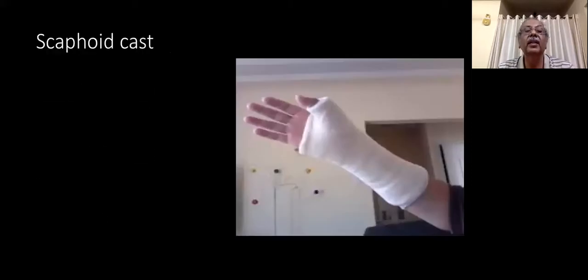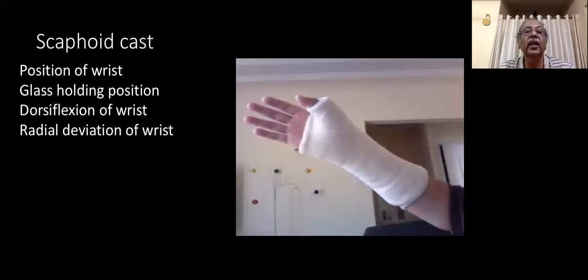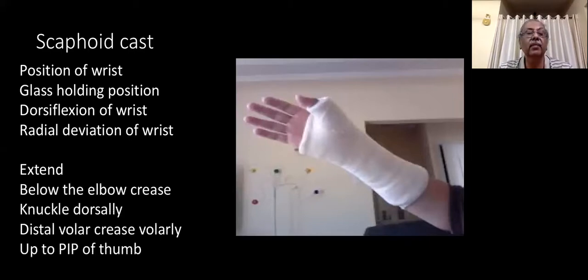The scaphoid cast may be asked. There may be a patient with a fracture scaphoid in the scaphoid cast. The position of the wrist is usually the glass holding position, that is dorsiflexion of the wrist and radial deviation. The extent is below the elbow crease to the knuckle dorsally, and to the distal volar crease volarly, and up to the PIP joint of the thumb. This extent you should remember.